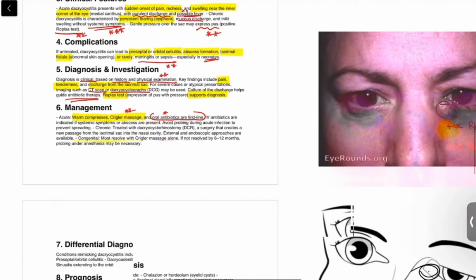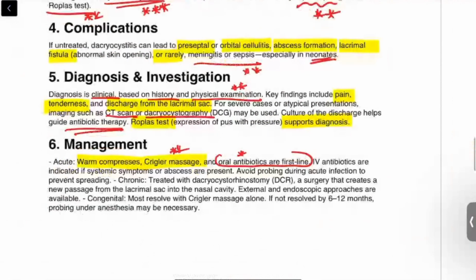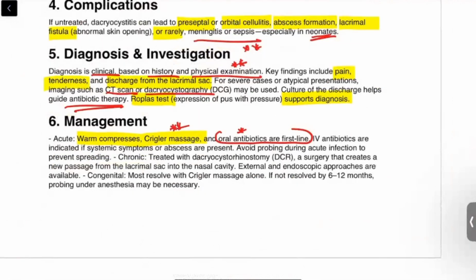Okay, so warm compression and Crigler's massage and oral antibiotics to treat the infections. If the infection is severe and the patient is having systemic symptoms like fever, then we will go for IV antibiotics. Or if there is an abscess also, we will treat it with IV antibiotics. We should avoid probing during acute inflammation or acute infection in order to prevent spreading. Okay, it is very tempting, so the patient must be advised very strictly to avoid poking the swelling.